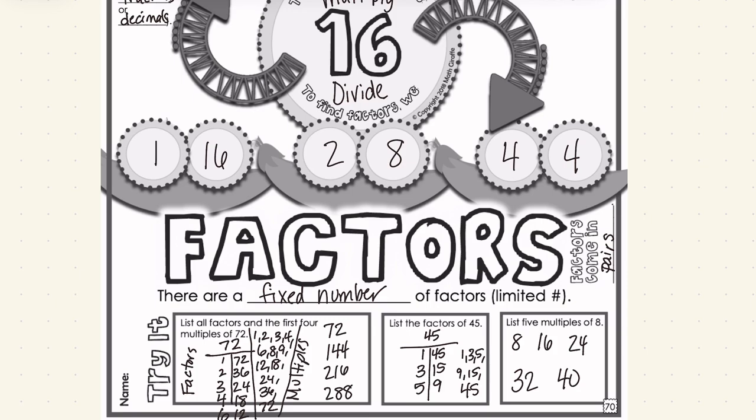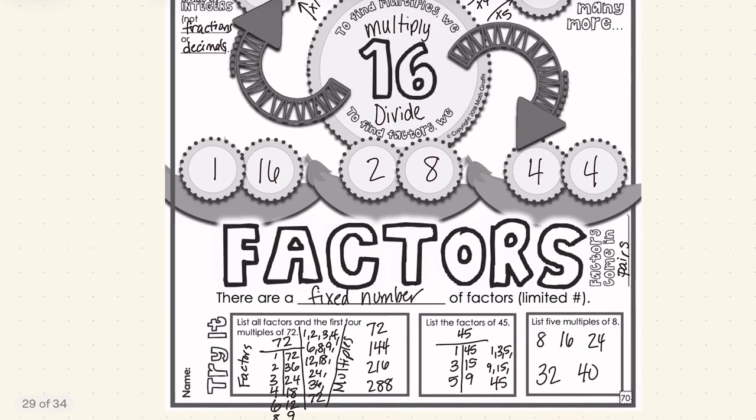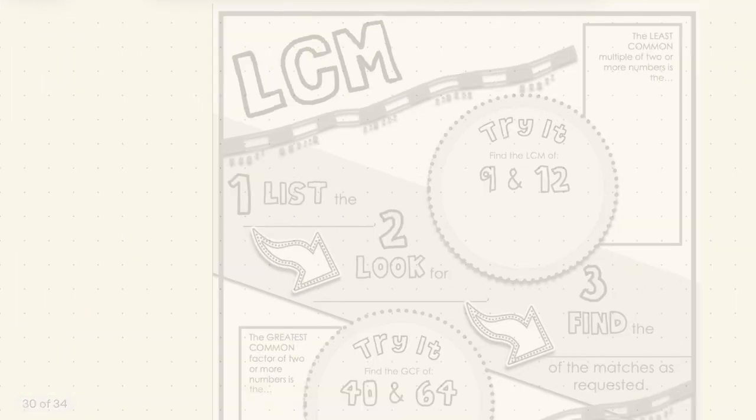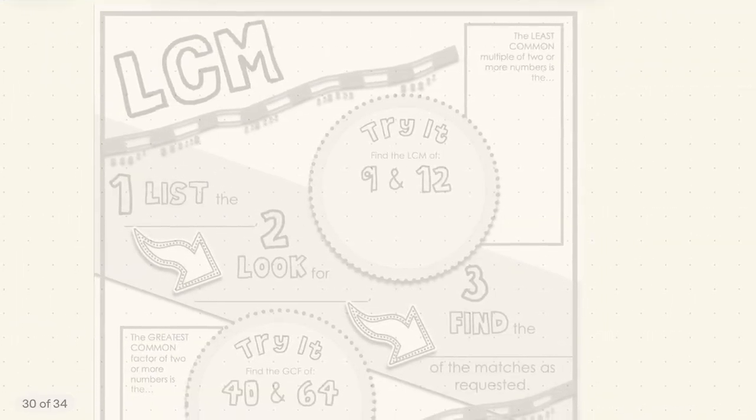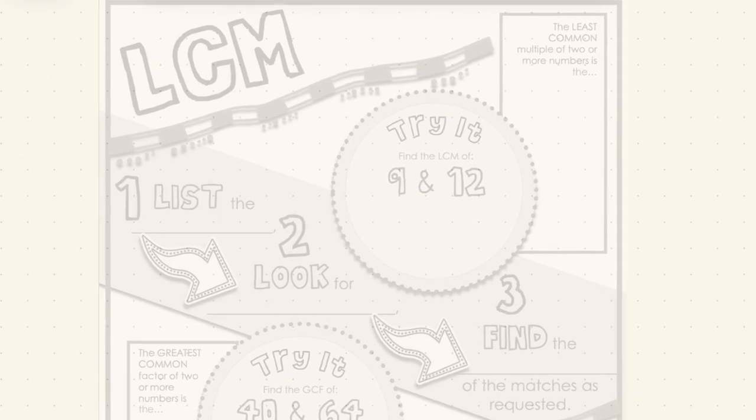Okay, now that we know how to do multiples and we know how to do factors, we are going to talk about least common multiple. So our least common multiple. These are going to come in handy when you are trying to find a fraction with a common denominator. So basically what you are going to do is list the multiples or the factors of each of these. Then you are going to look for matches. And then you are going to find the least and the greatest.